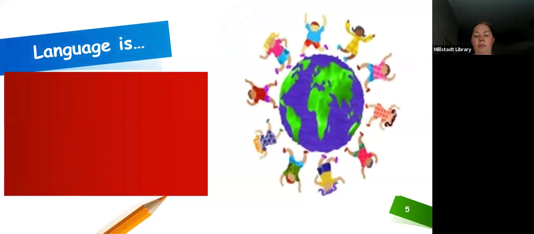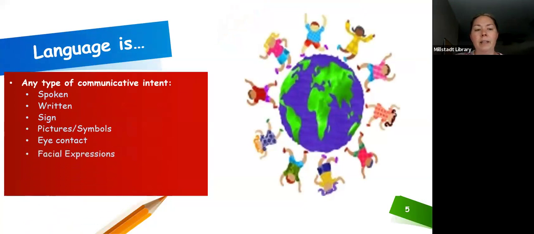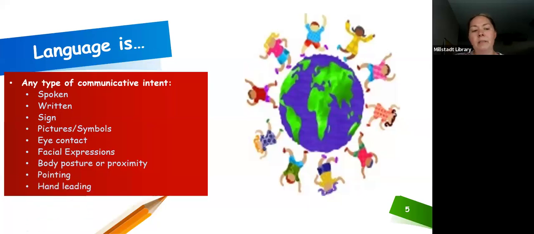So what is language? Language is any type of communicative intent. It can be spoken, written, sign language, the use of pictures or symbols, eye contact, facial expressions, body posture or proximity to something, pointing, and hand leading. Speech, specifically, is the development and articulation of sounds into words. So we're just going to be focusing on language today, not speech.